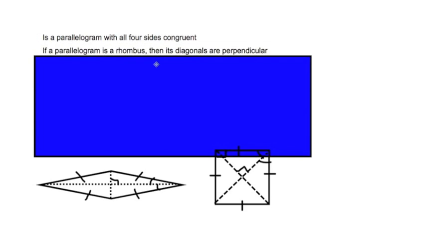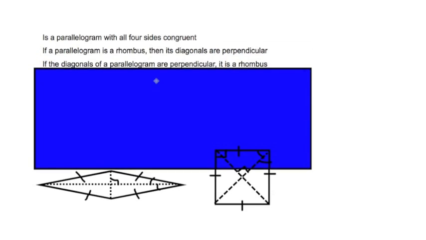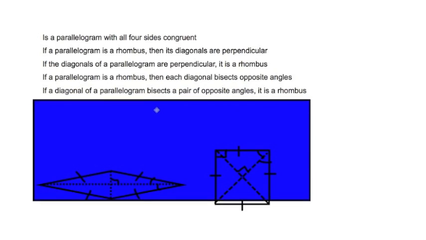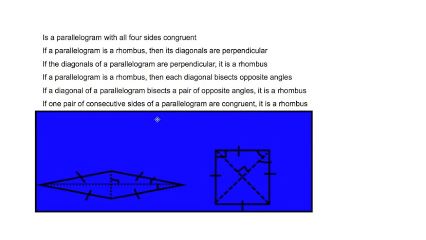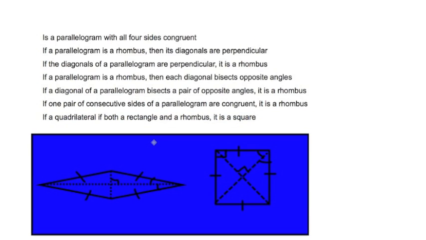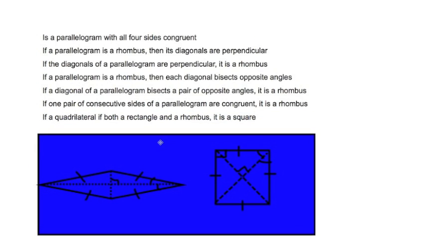A rhombus is also a parallelogram with perpendicular diagonals, where each diagonal bisects a pair of opposite angles. In addition, if a pair of consecutive sides of a parallelogram are congruent, it's a rhombus again. All you need to remember for squares is that if a quadrilateral is both a rectangle and a rhombus, it's a square. That means that a square has all the properties of a rectangle plus a rhombus. Don't forget this.